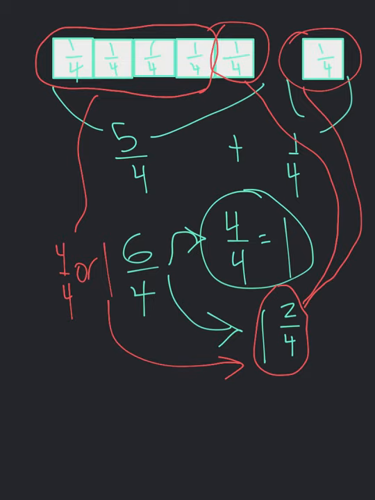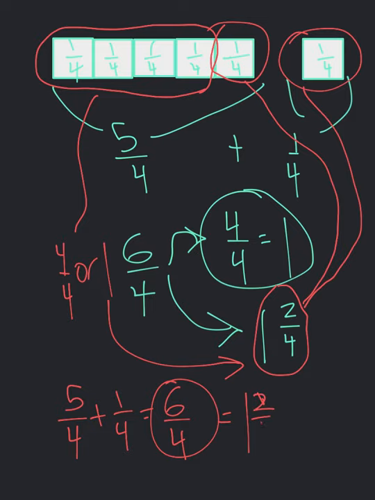But ultimately for this problem set, if I was asking you to add 5/4 plus 1/4, all you would need to put would be 6/4. Okay? It would be awesome if you wanted to write 1 and 2/4, but you don't have to. It's not required. You can just leave it as 6/4.